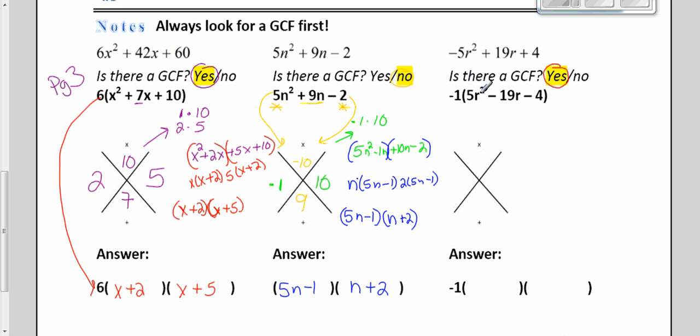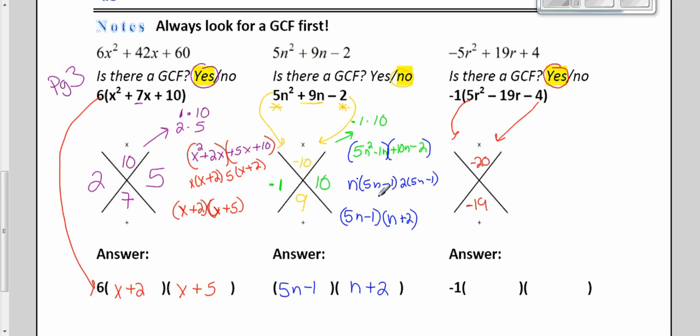Okay. Same process. Okay, I want these things to add up to -19. And I need it to multiply. Oops, not that one. I need to multiply up to negative 20.